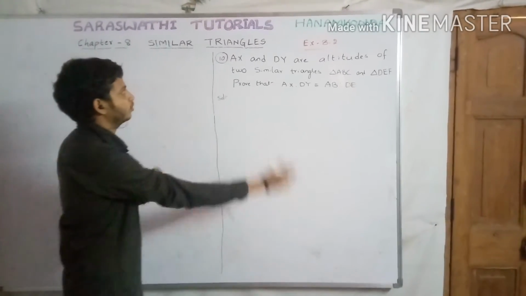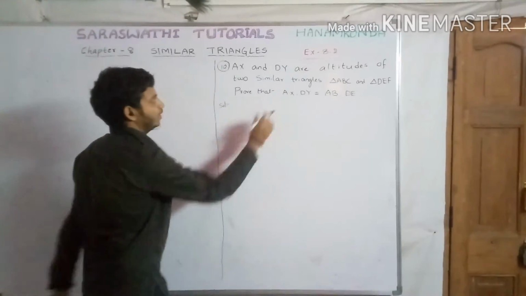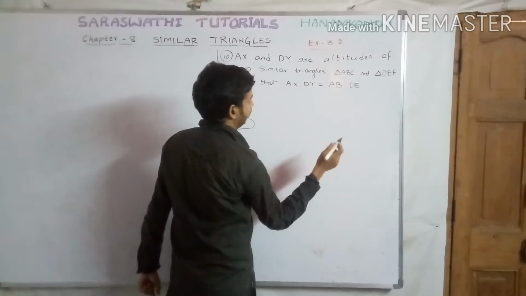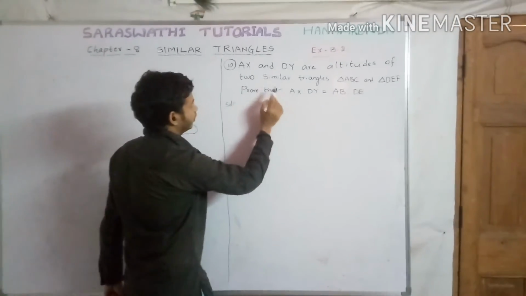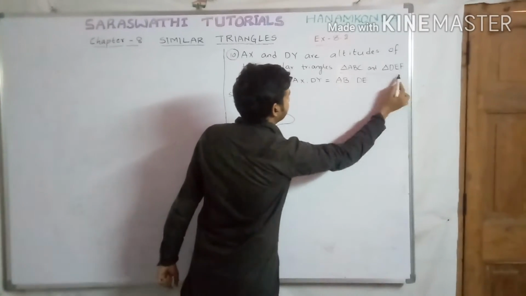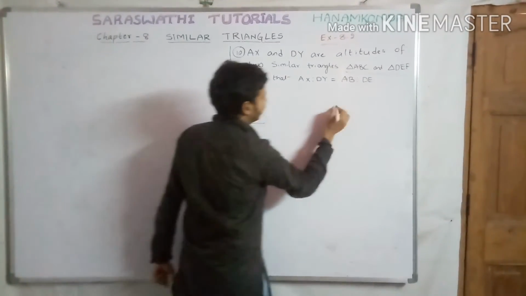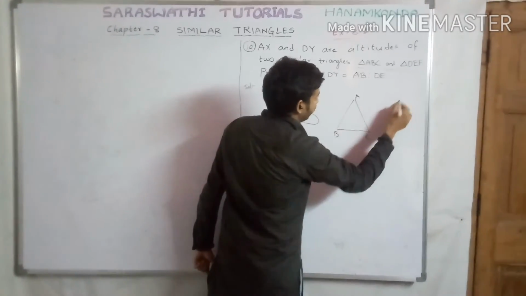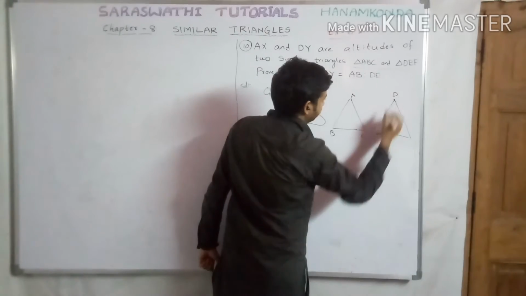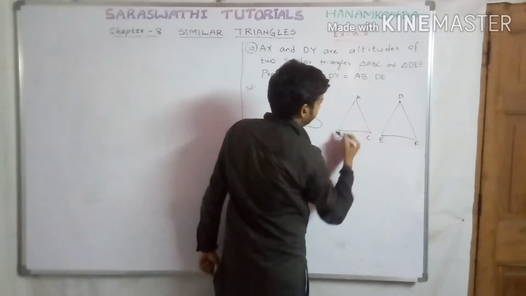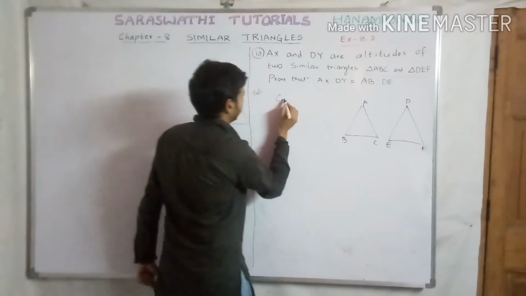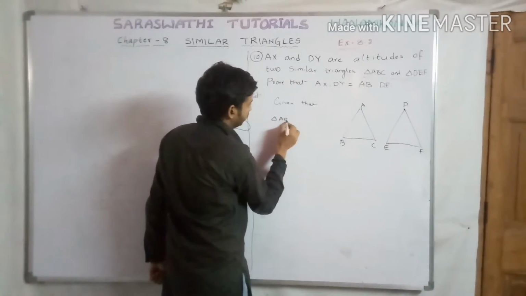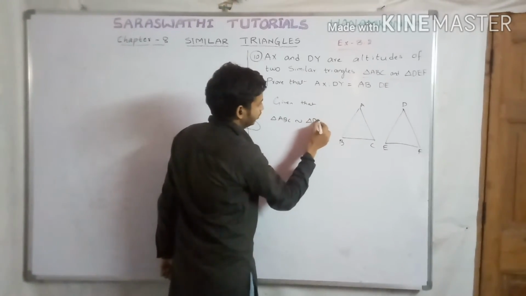The next question is, AX and DY are altitudes of two similar triangles ABC and DEF. So prove that AX is to DY equal to AB is to DE. It is given in the question that ABC and DEF are two similar triangles. So first step is, draw the two triangles, ABC and DEF. Given that triangle ABC is similar to triangle DEF.